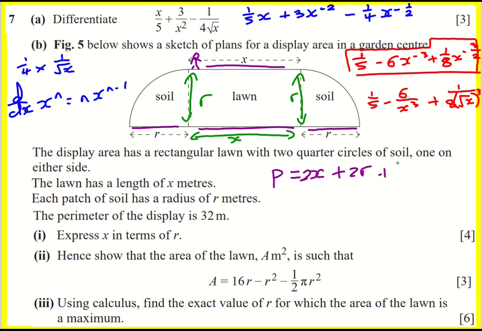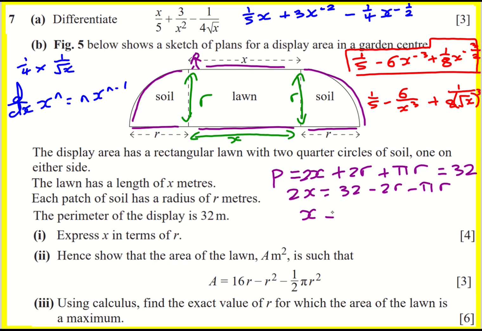And then I've actually got half of a circle. So 2 pi r is the whole circle. Therefore, it's going to be pi r for half of the circle. And that is equal to 32, as we said. So x in terms of r, well, I can say that 2x equals 32 minus 2r minus pi r. I could factorize out the r, but I'll leave it like this for the moment. Dividing through by 2 gives x equals 16 minus r minus a half pi r.